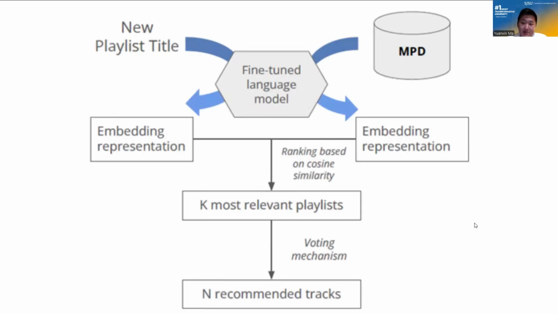This architecture diagram is from the original paper. We first train a fine-tuned language model using Spotify's Million Playlist Dataset. Then we get the embedding representation of the songs, and they are ranked based on cosine similarity. The top 50 most relevant playlists are gathered. Then there's a voting mechanism which gets the top 10 frequently occurring songs, so we get the N recommended tracks, which is just the top 10.